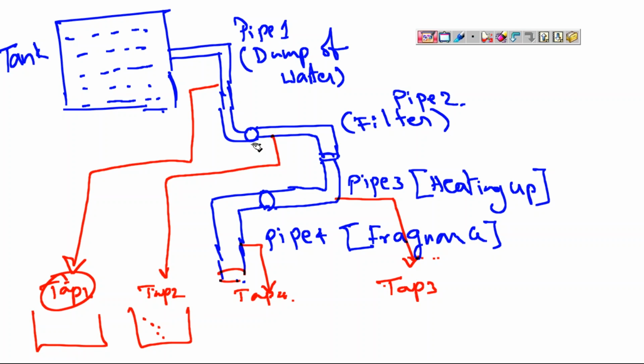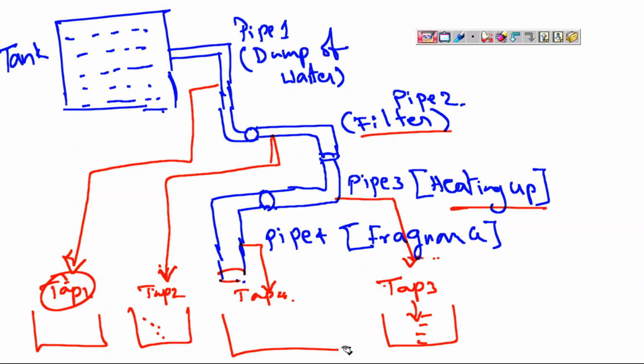If I open tap 2, what do I get? The water flow starts from here, from pipe 1 the water will flow to pipe 2. In pipe 1 the water is still in raw mode, but when it enters pipe 2, the water gets cleaned. That means unwanted things, like dust particles, will be eliminated. Now the output of tap 2 is cleaned water. And let's open tap 3. The filtered water will enter pipe 3. In pipe 3, what is the operation? Heating up. So here I will get cleaned and hot water.